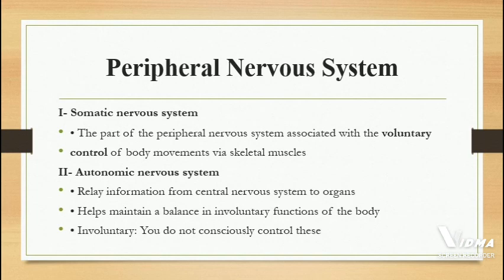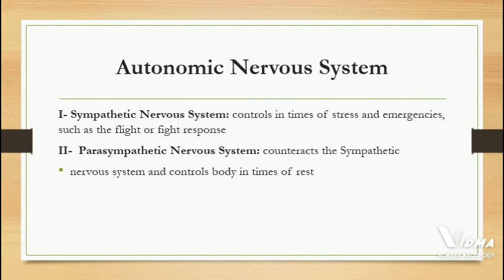And the autonomic nervous system is associated with CNS and organs, and it transfers information about the movement of the body and whatever activities we are performing. It's generally involuntary because we are unconscious of these activities.